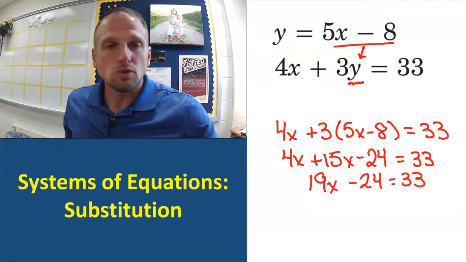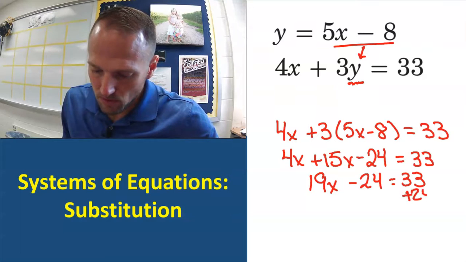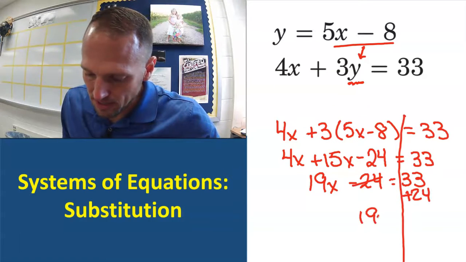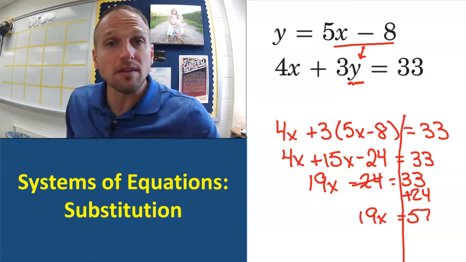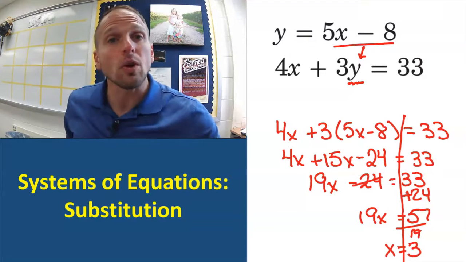Okay, well, two-step equation now. Let's just add the 24 over. We'll get 19x is equal to 57. And then divide the 19. And we'll just get x equals 3. Okay, so I've got the first one.